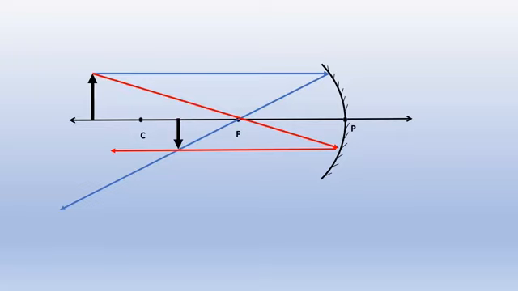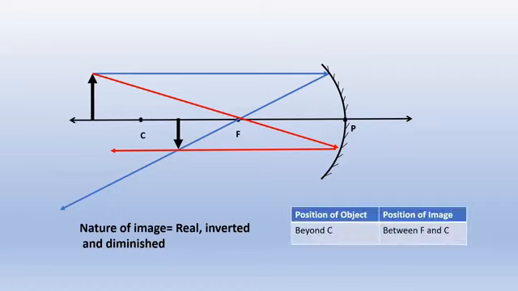If we see, the image is inverted, it is smaller in size and it's a real image. So the nature of the image is real, inverted and diminished. Diminished means smaller in size. The position of the object is beyond C here, and position of the image is between F and C. So using the rules to draw ray diagrams, we can find the image of the object formed by the concave mirror.